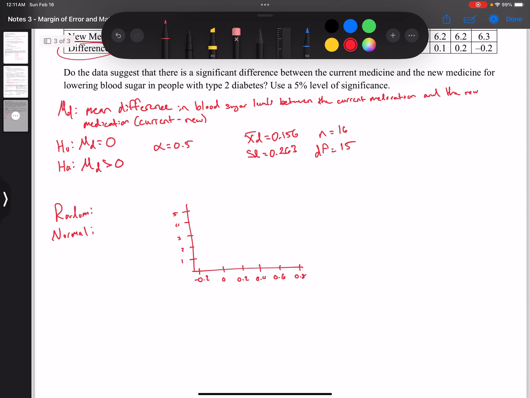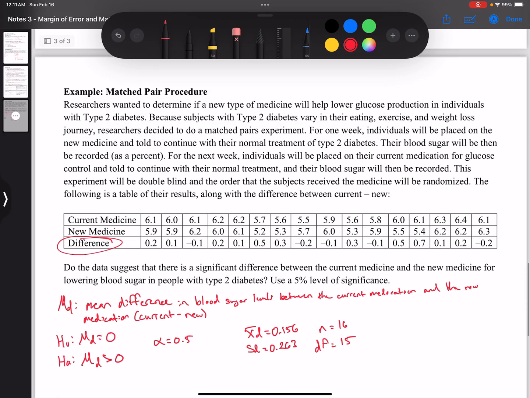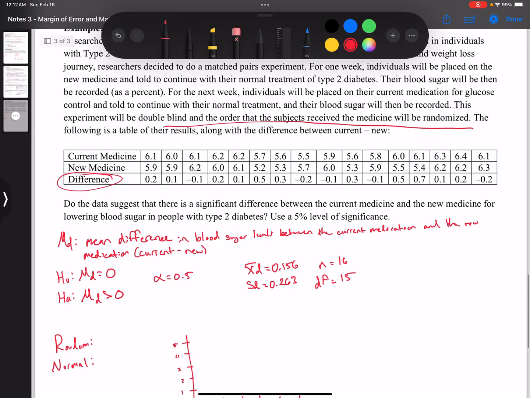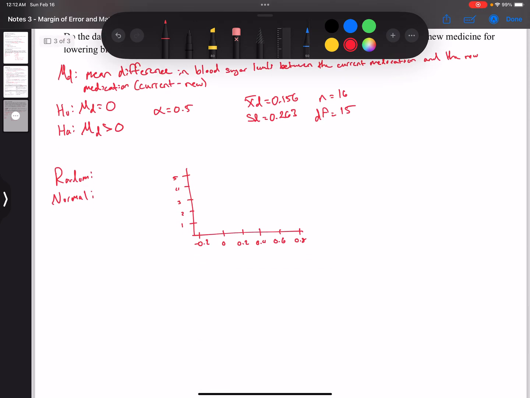Let's see, was it random? It does say somewhere. Okay, it will be double blind, and the order in which subjects receive the medicine will be randomized. So it is random: treatments were randomly assigned.